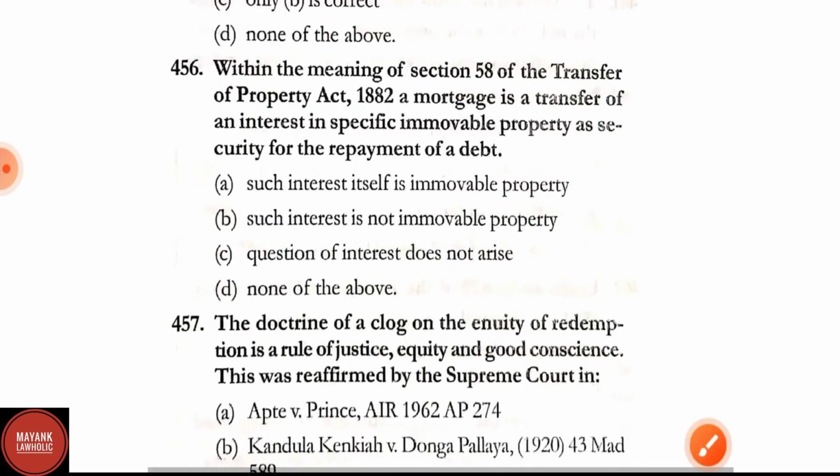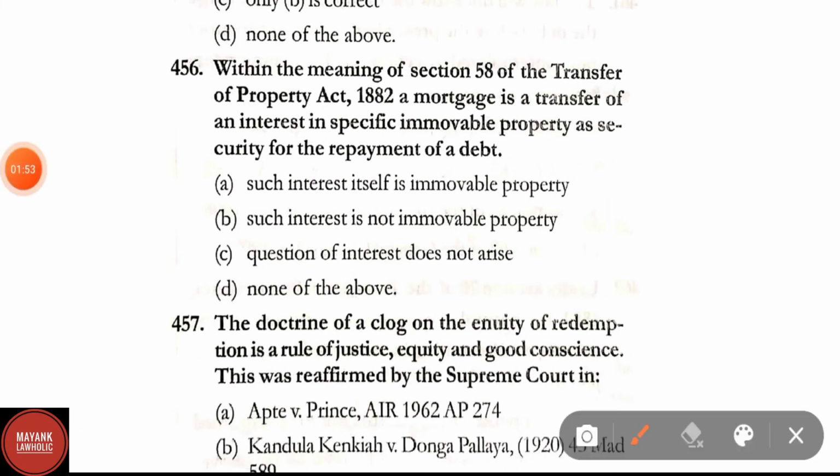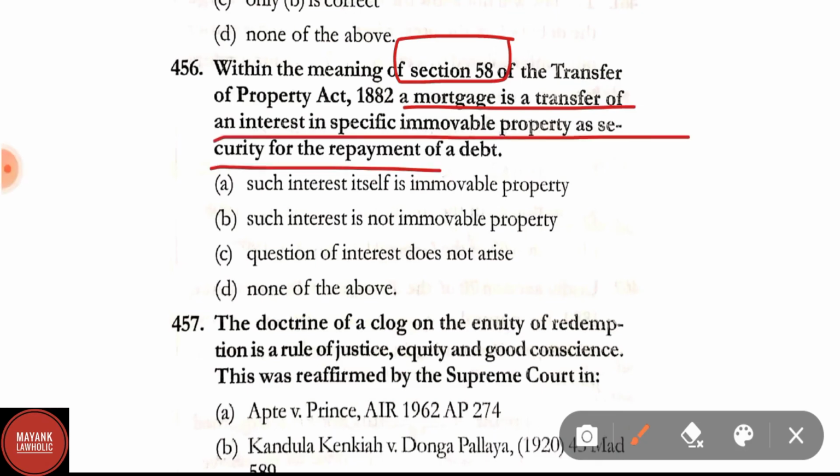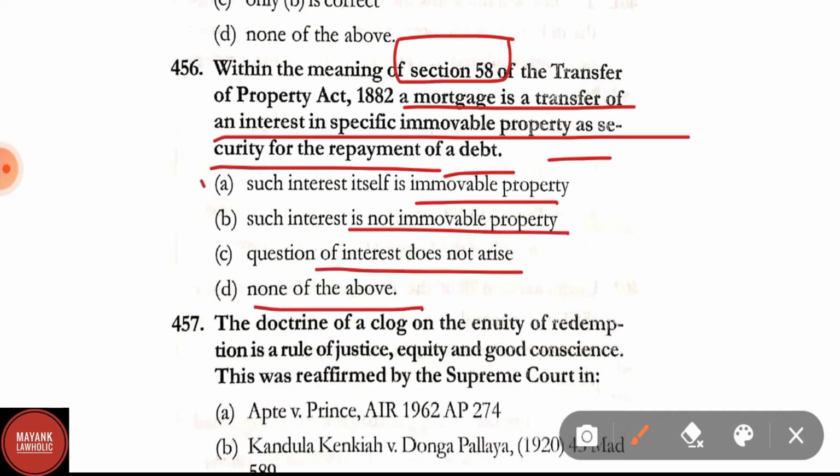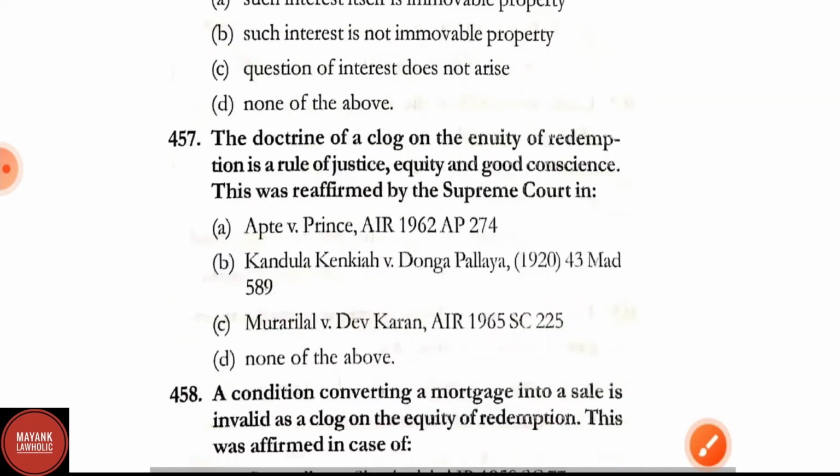Question number 456. Within the meaning of Section 58 of the Transfer of Property Act, a mortgage is a transfer of an interest in a specific immovable property as security for the repayment of a debt. Here options are: such interest itself is immovable property, such interest is not immovable property, question of interest does not arise, none of the above. Correct answer is option A, such interest itself is immovable property.